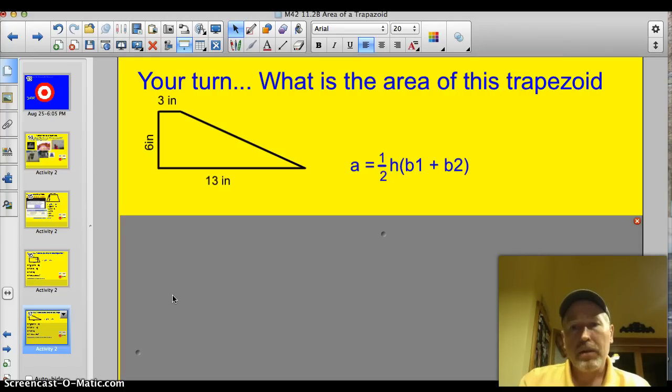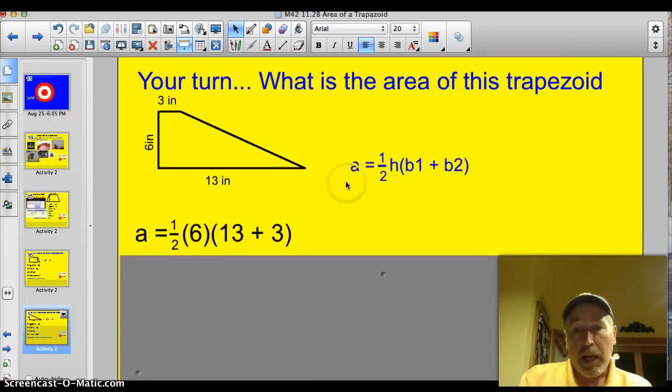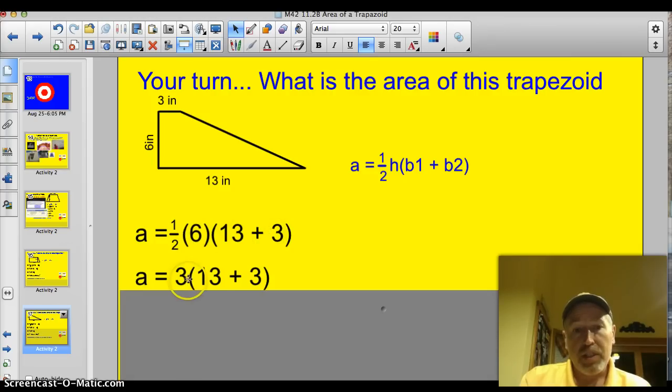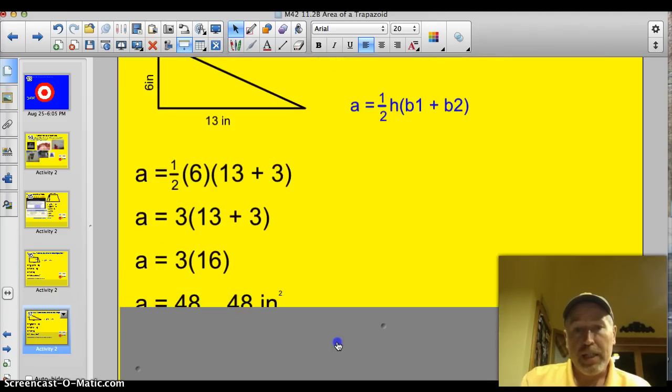I'm back. All right. I substituted it in. I got the area is 1/2 of 6, which is the height, right over here, 6, times 13 plus 3. There's my bases. I got one big one and one little one. Now it's just simplifying. Well, 1/2 of 6 is 3 times 13 plus 3. 13 plus 3 is 16, right down here. So 3 times 16 is 48.